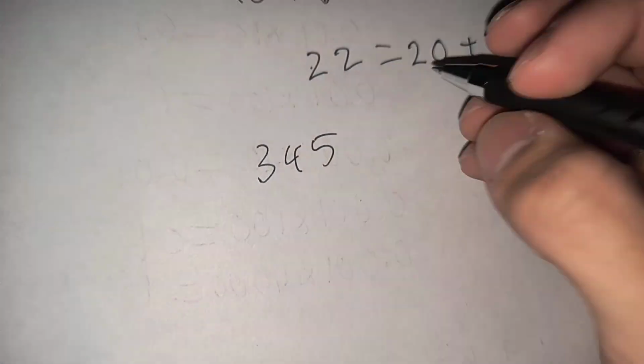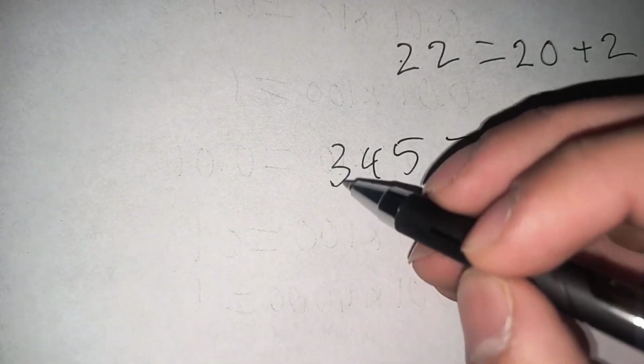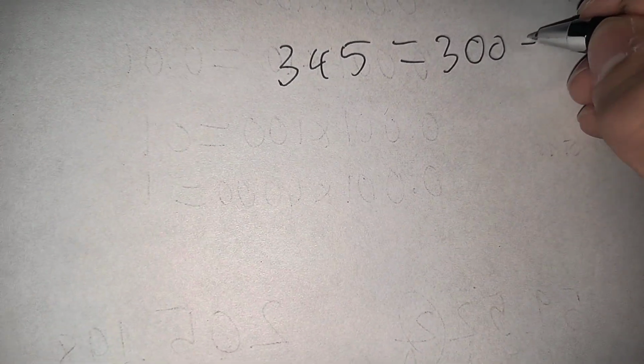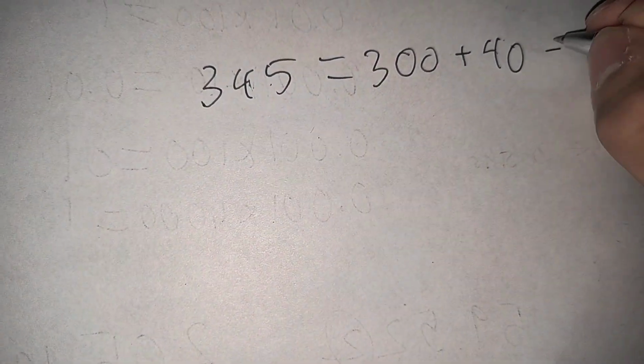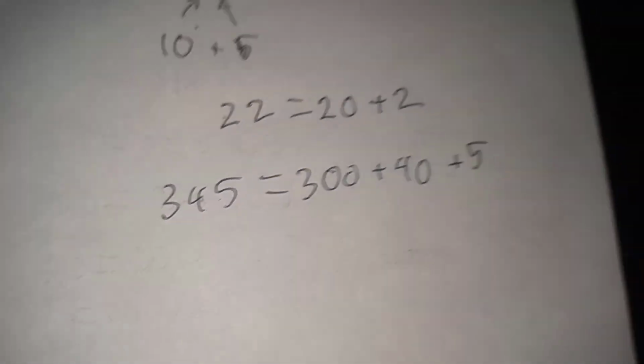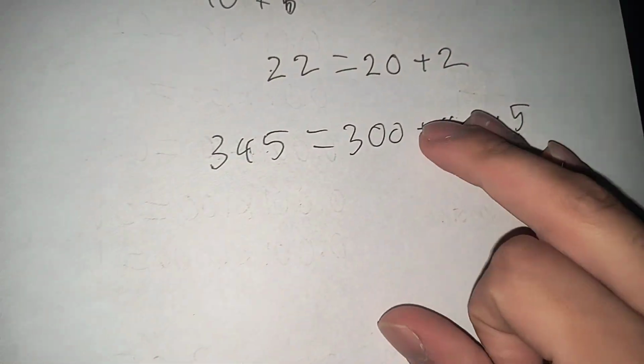What about 345? What's the expanded notation here? Well, again, I just break it up into pieces. So 345, we have 300 right here, so 300 plus, and then we have this 40 right here, plus 40, and then we have this 5 right here, plus 5. There you go, and that's its expanded notation.